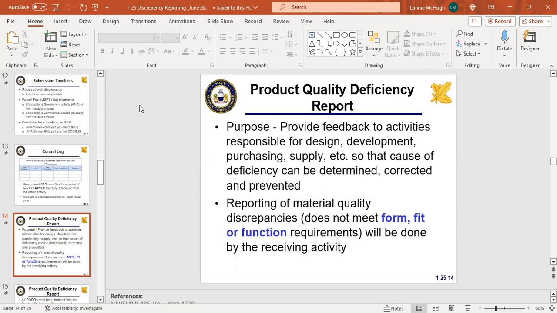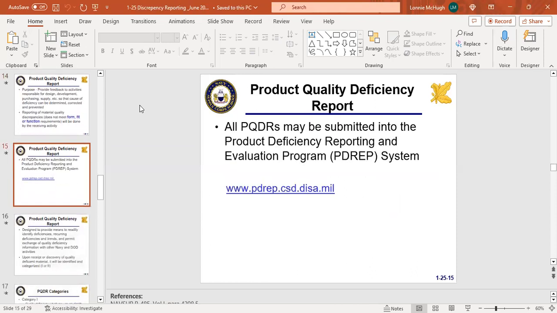Now, QDRs are a little bit more difficult to detect. It's pretty obvious when you open a box and something is destroyed, or the box is damaged, or you're missing something. Those are all pretty obvious. But when a gasket is millimeters off of spec or something along those lines, it's very hard to tell. So you're typically going to get this information from your maintainer. They will notice whenever they pick up the part or whenever they go to install it and it doesn't fit.